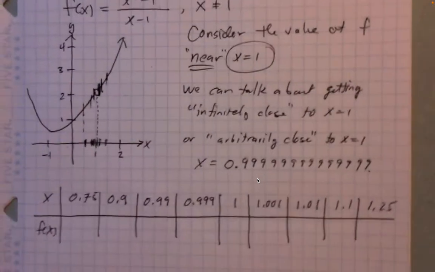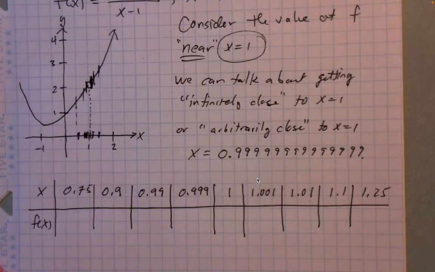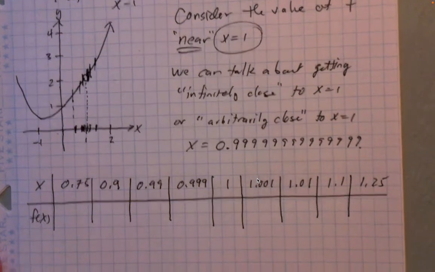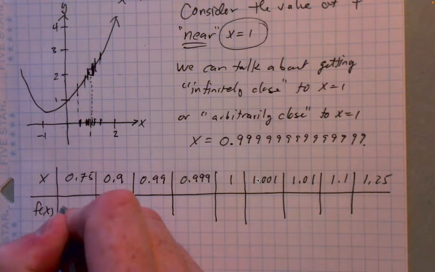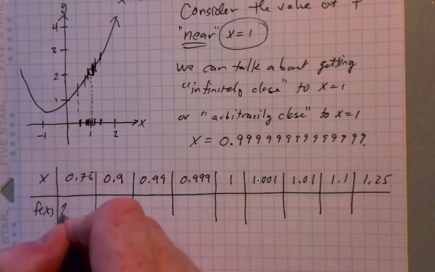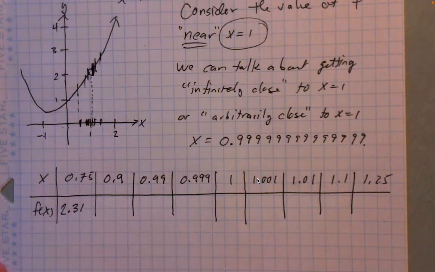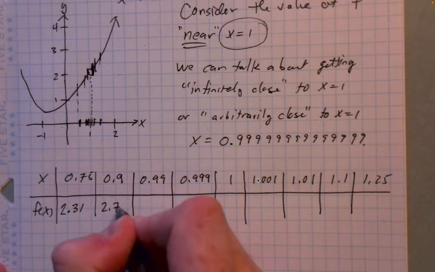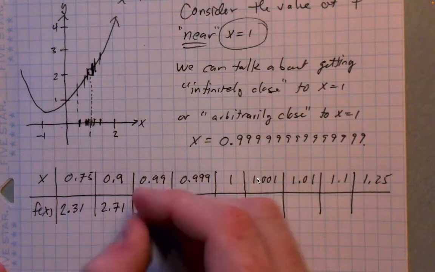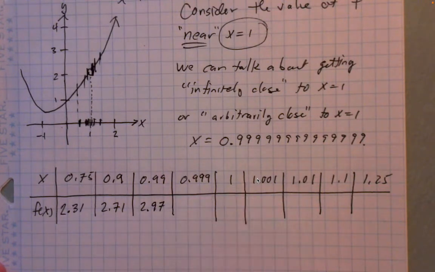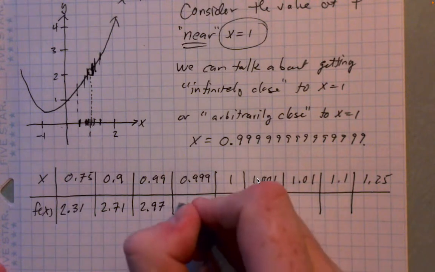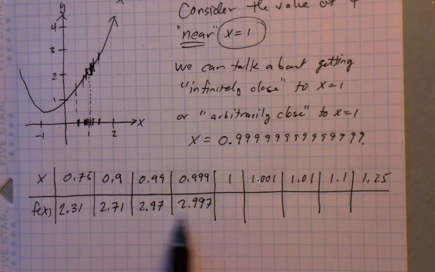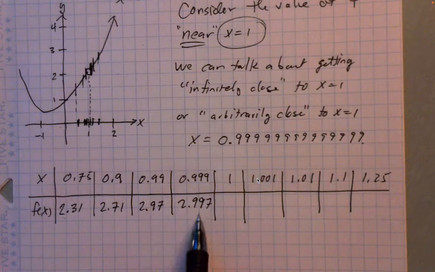So the question is, what happens to the values as we get closer and closer to 1, but we're not equal to 1? You can just pull out a calculator to confirm this, but I did this ahead of time. Plugging in some of these values, when x is equal to 0.75, then f of x is equal to 2.31. When x is equal to 0.9, then f of x is equal to 2.71. Right, and at 0.99, the value becomes 2.97, and at 0.999, it becomes 2.997, right? So getting very, very close to 3, as you can see, these numbers are converging to the value of 3, it looks like.